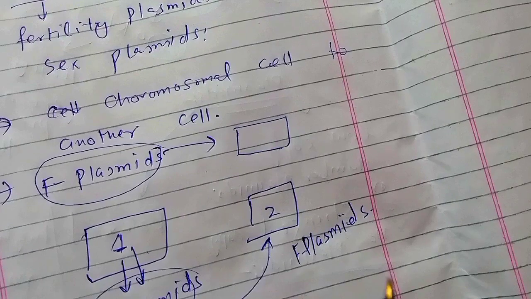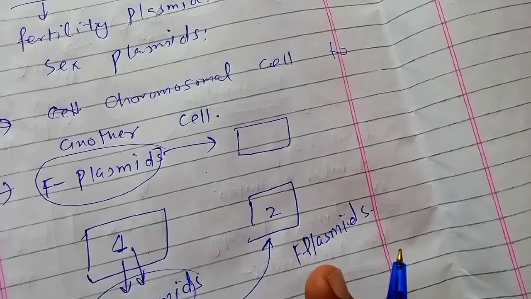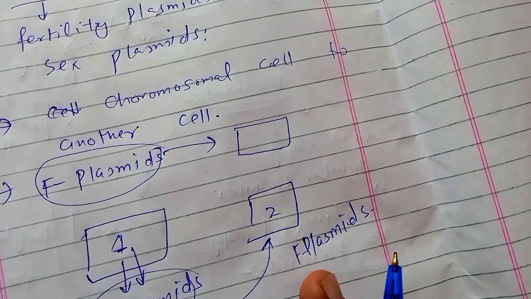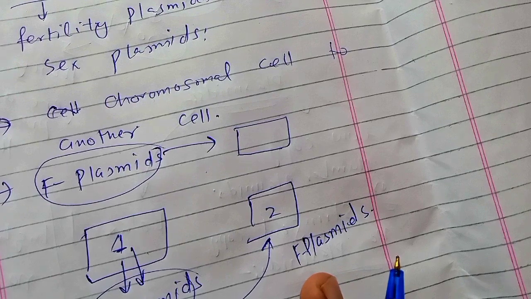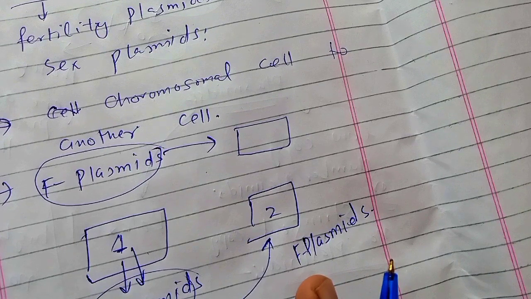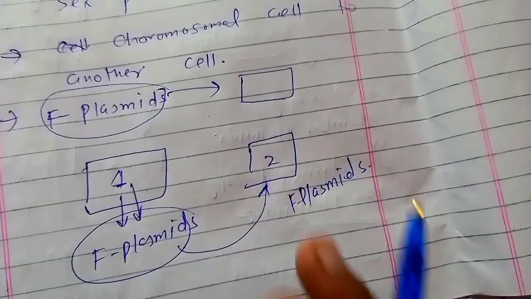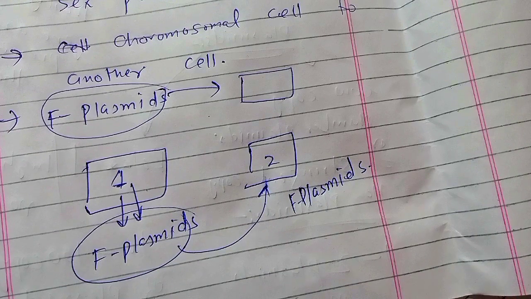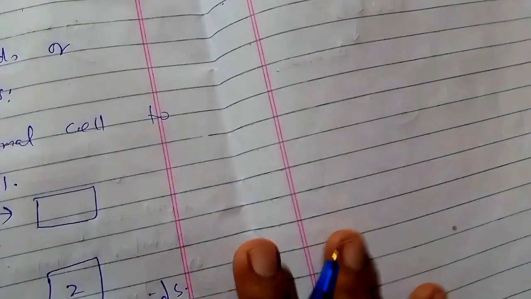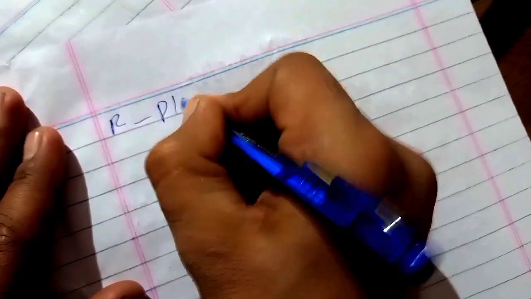So there are two abilities of the F plasmid. First, the ability to transfer the chromosomal gene from one cell to another, from donor to recipient. Second, the ability to transfer a plasmid from one cell in which the plasmid is present to another cell in which no plasmid is present. The second type of plasmid is the R plasmid.